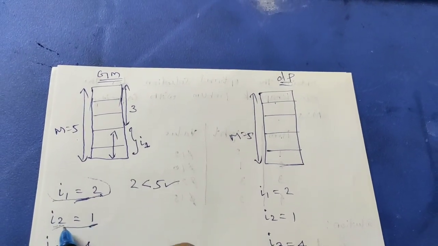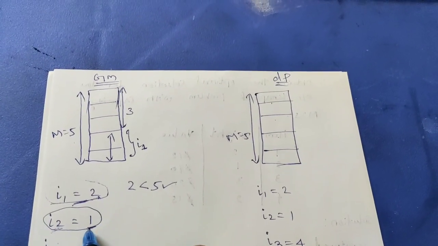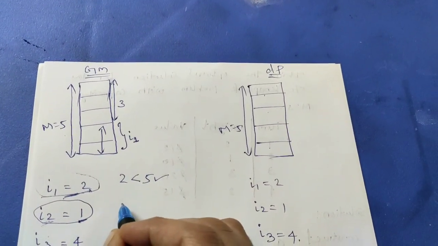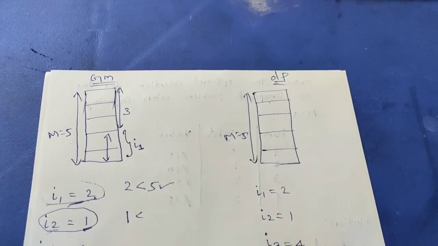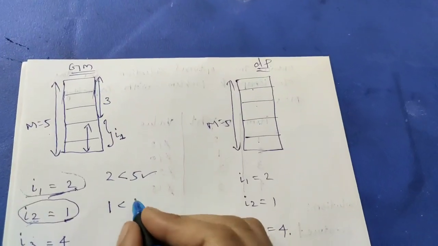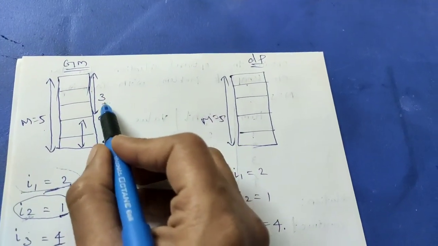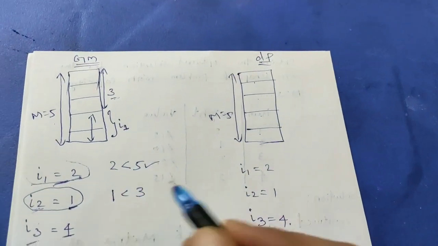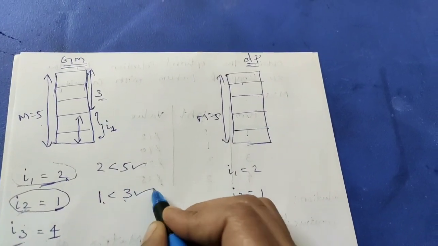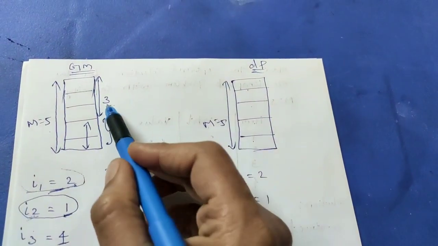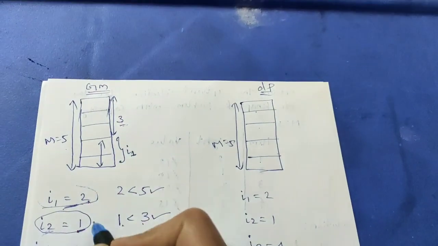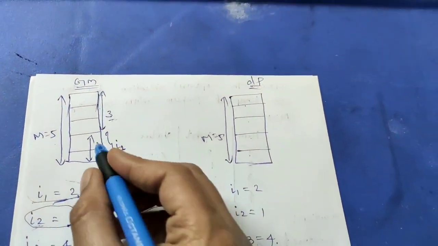The weight of the second item is 1. I am just checking the weight of the second item, 1. What is the current capacity of the knapsack now? The remaining capacity of the knapsack is 3. 1 is less than 3, so it is not exceeding the remaining capacity of the knapsack. I can include the second item completely into the knapsack.